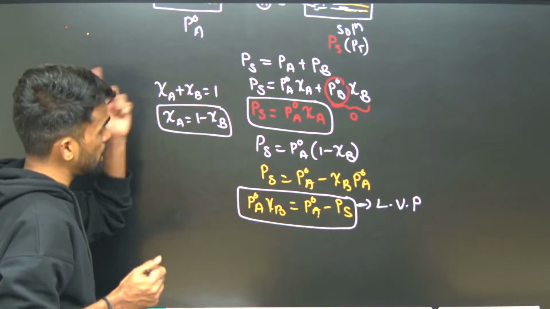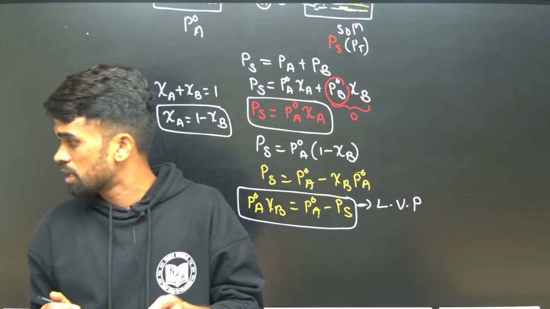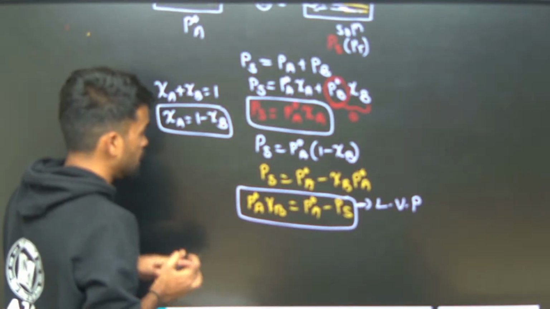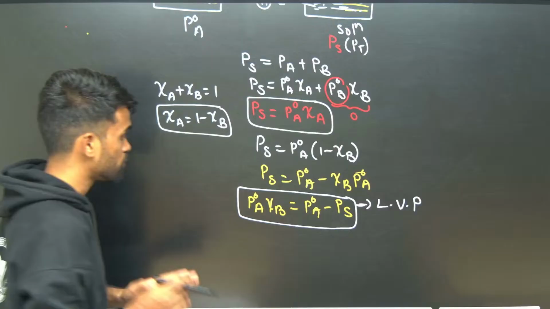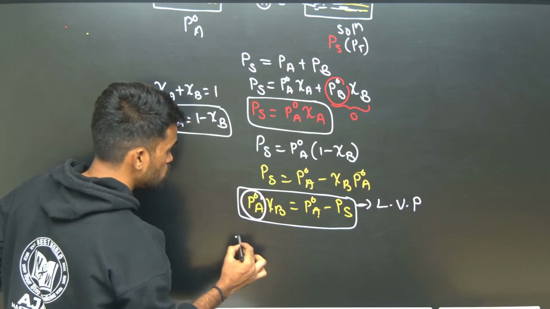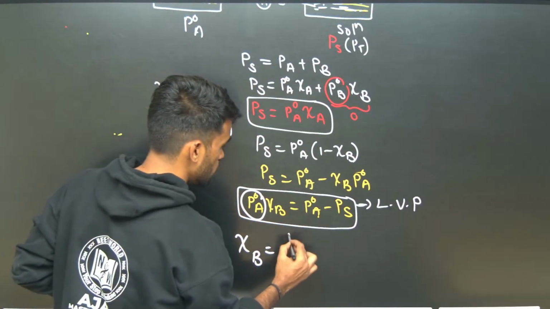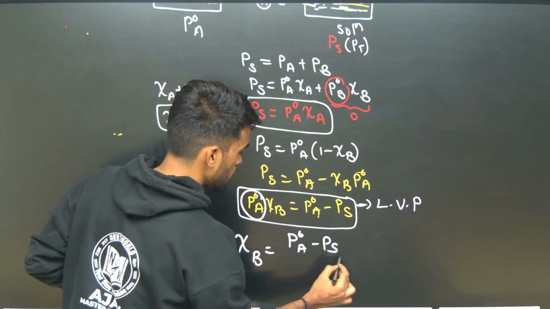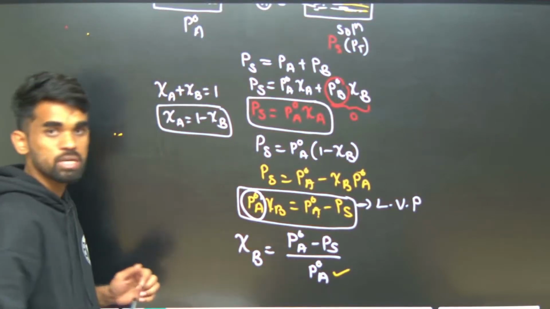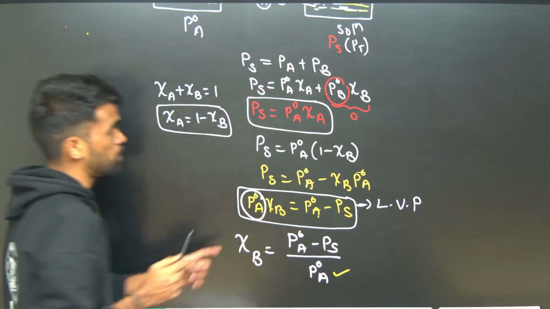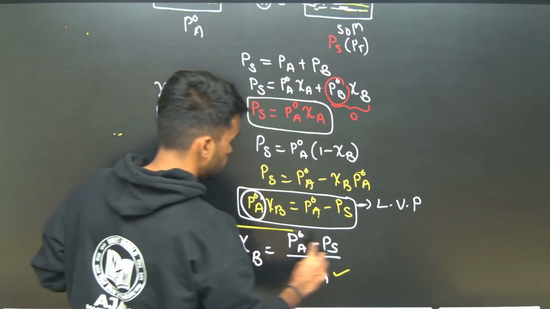Now the name of this concept I have mentioned as relative lowering of vapor pressure, right? So what exactly is relative lowering? Relative means when we relate the initial one and the final one. The initial one is nothing but P naught A only. So I am writing XB, the mole fraction of solute B, equals P naught A minus PS by P naught A, right? Relating the initial vapor pressure of solvent with the final vapor pressure after mixing, that is what we got as relative lowering of vapor pressure. So this is the equation.